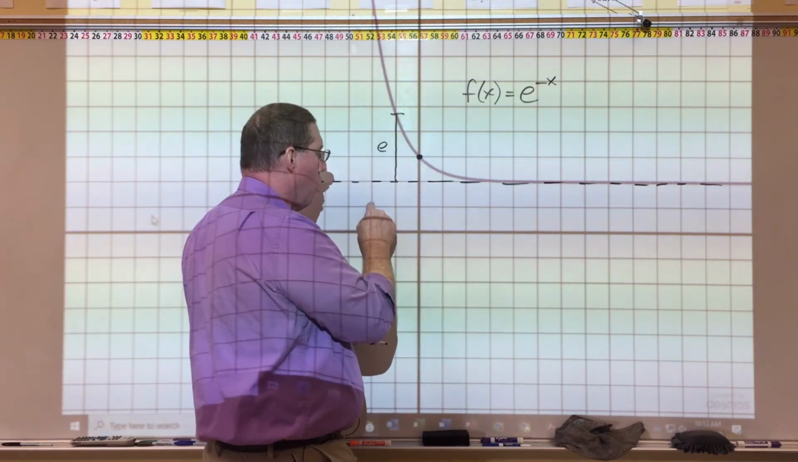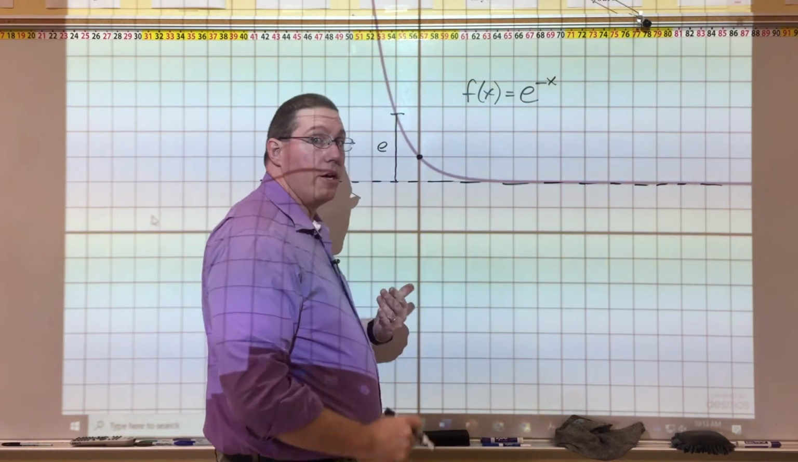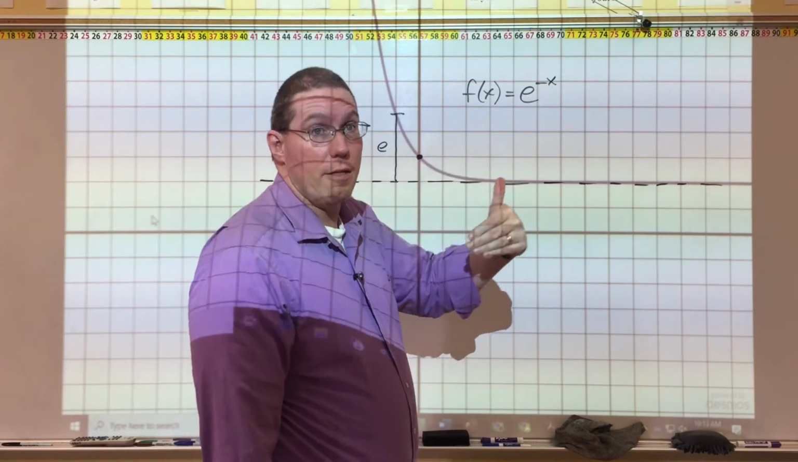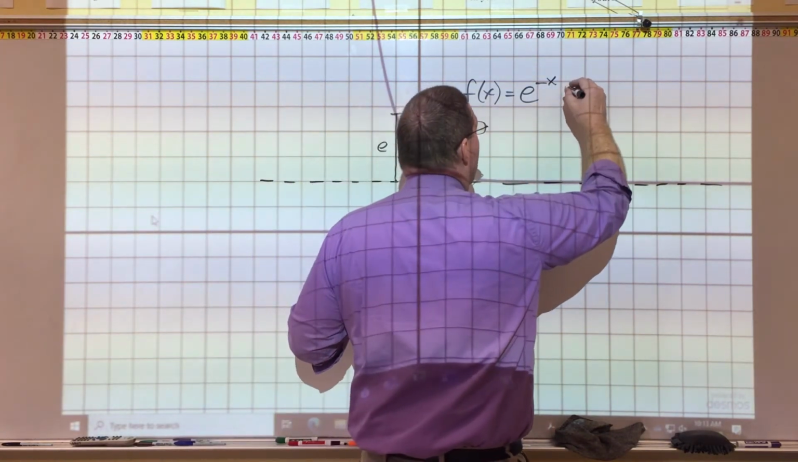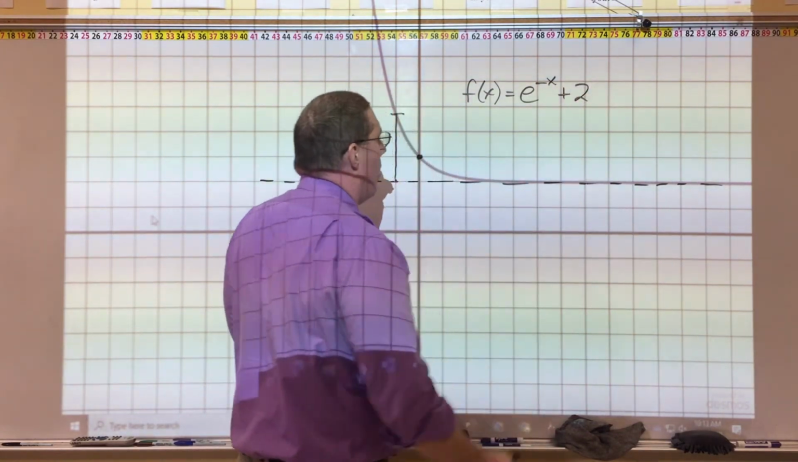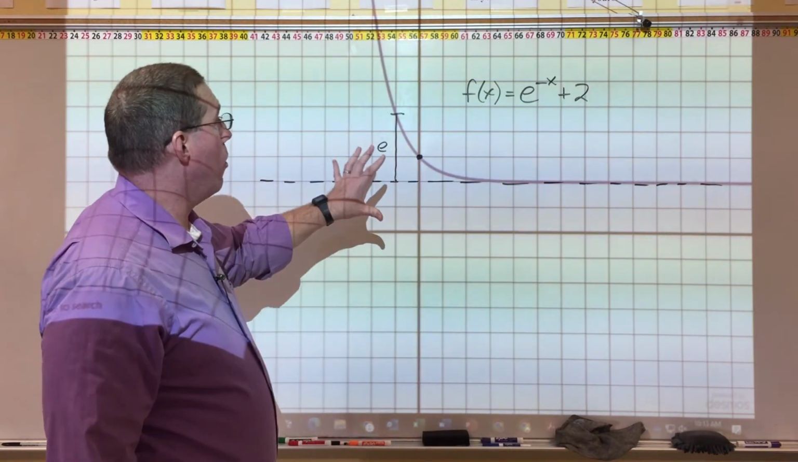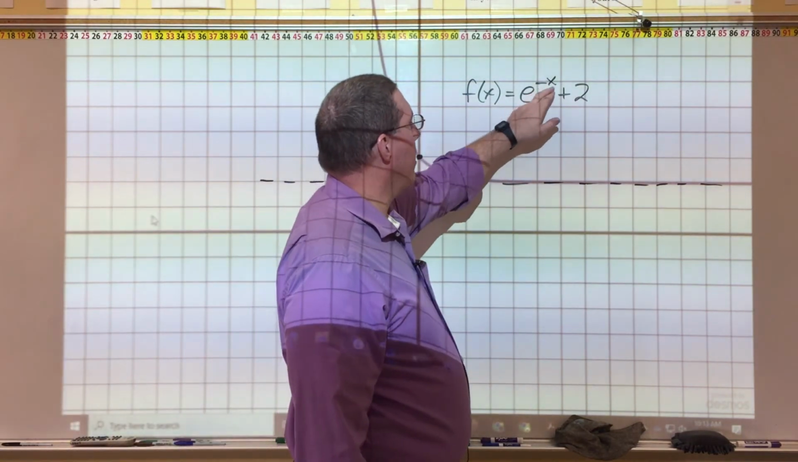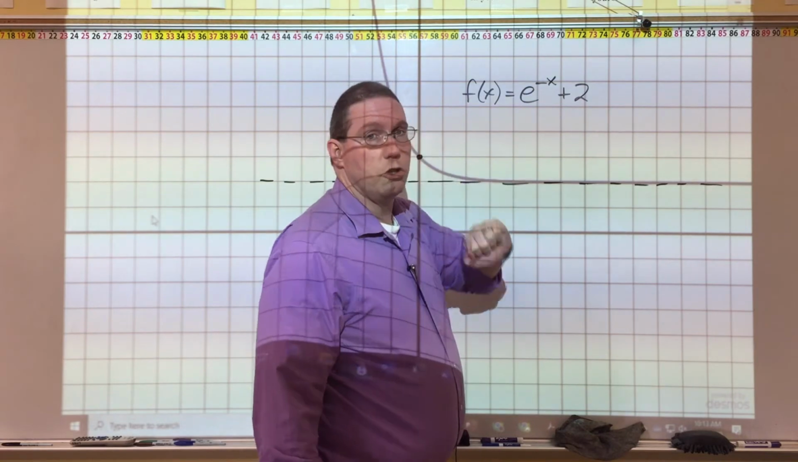From here, we're going to count 1, 2 units up. Because it's an up shift, that's a plus, so we're going to put a +2 on the end. And we're done. This is the equation of e to the negative x power plus 2, okay?